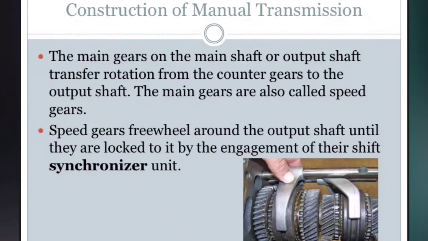Construction of the manual transmission. The main gears on the main shaft or output shaft transfer rotation from the counter gear to the output shaft. The main gears are also called speed gears. Speed gears freewheel around the output shaft until they are locked to it by the engagement of their shift synchronizer unit.